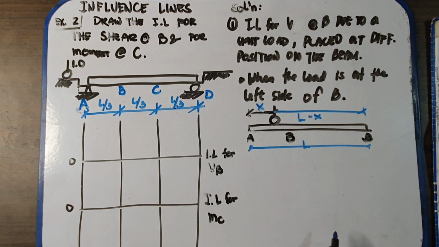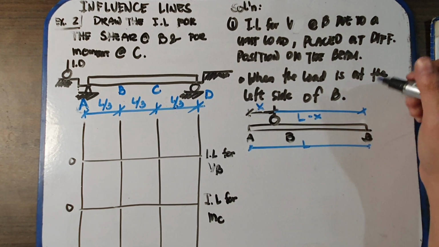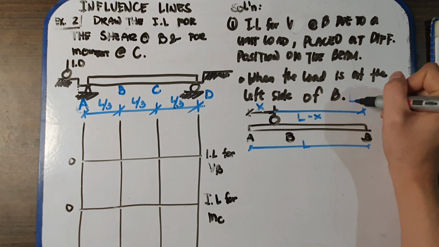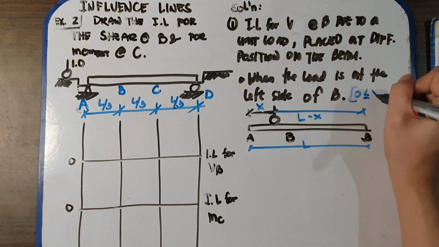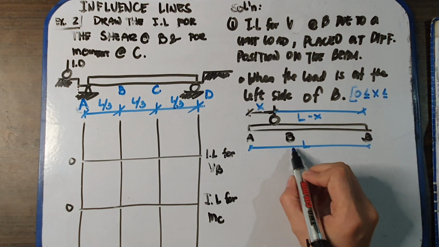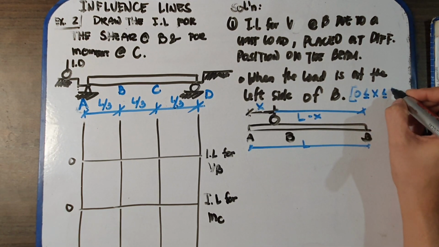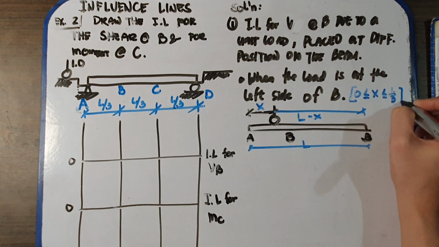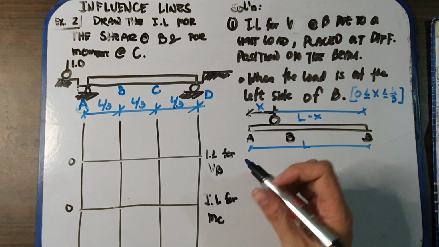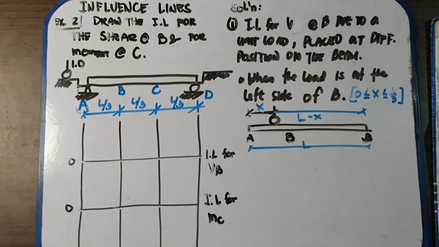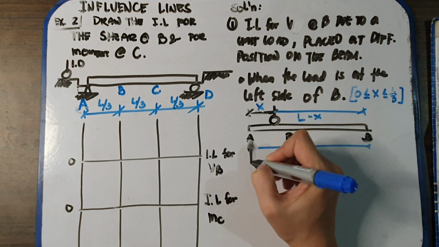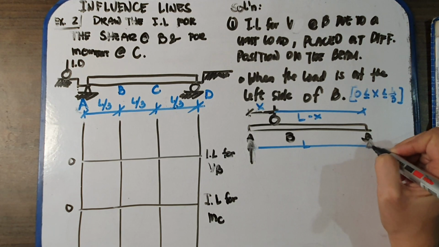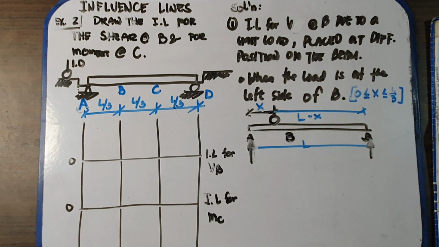Okay? Unahin muna natin kunin yung reaction. Ano ang limit nito? Ang limit nito from 0 to ano po? Itong B, L over 3. So, dyan muna tayo. L over 3. So, pwede tayo mag-summation moment at D para makuha natin si RA. Kasi wala pa tayong reaction. Kailangan muna natin hanapin yung reactions dito. So, paano kunin yung reaction?